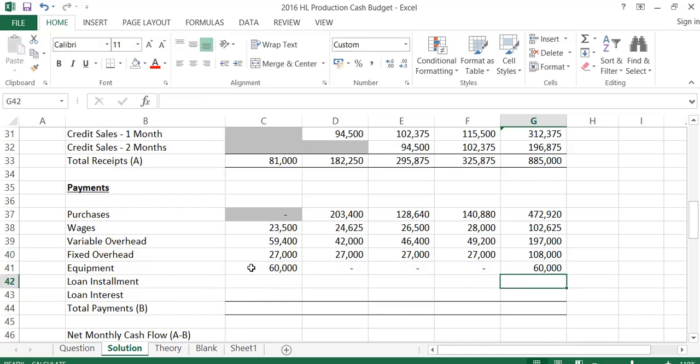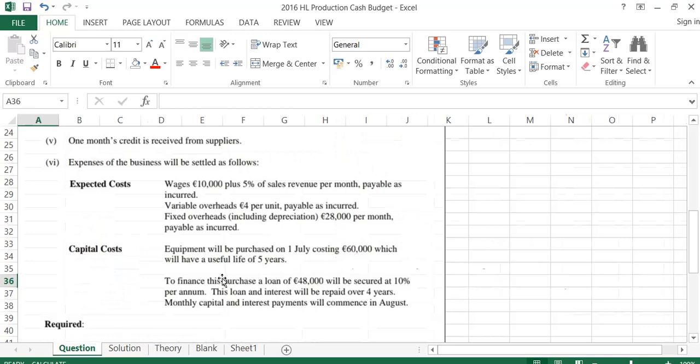And then I just have to work out the loan installment and the loan interest. So if I go back to the question, it says the loan to finance the equipment, they got a loan of 48,000, which is secured at 10%. The loan and interest will be repaid over 4 years. Monthly capital and interest payments will commence in August. So I'll start paying back the loan and the interest in August.